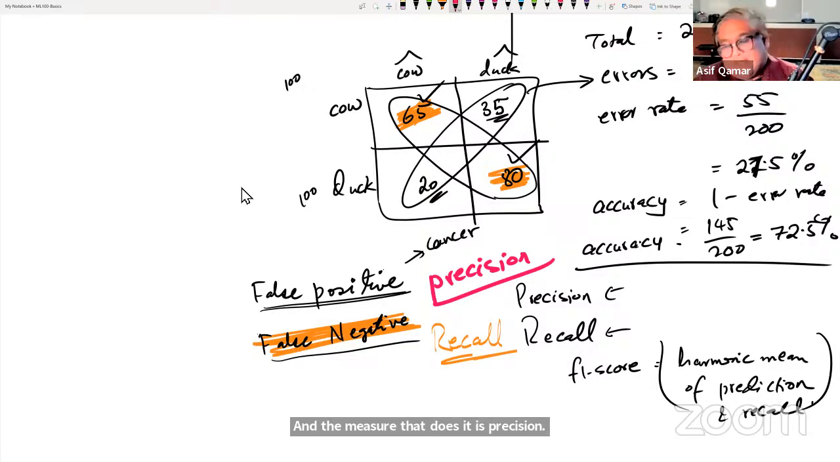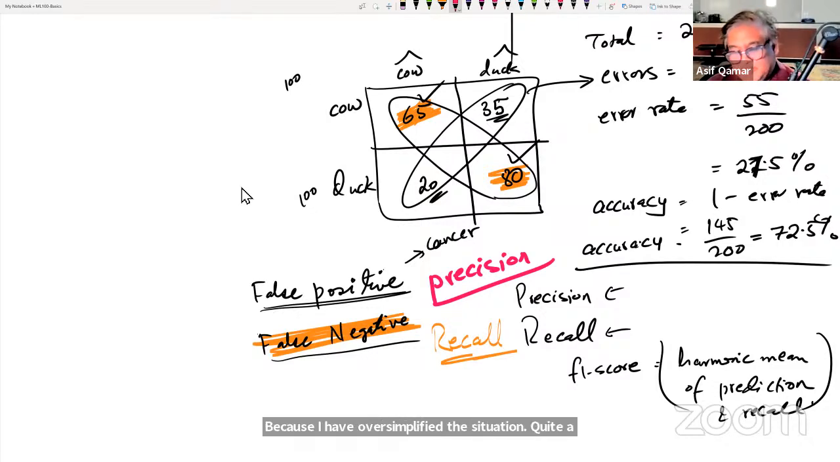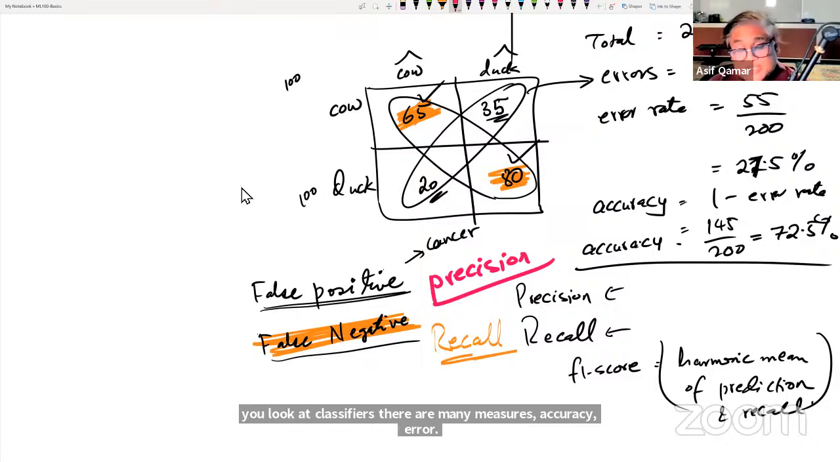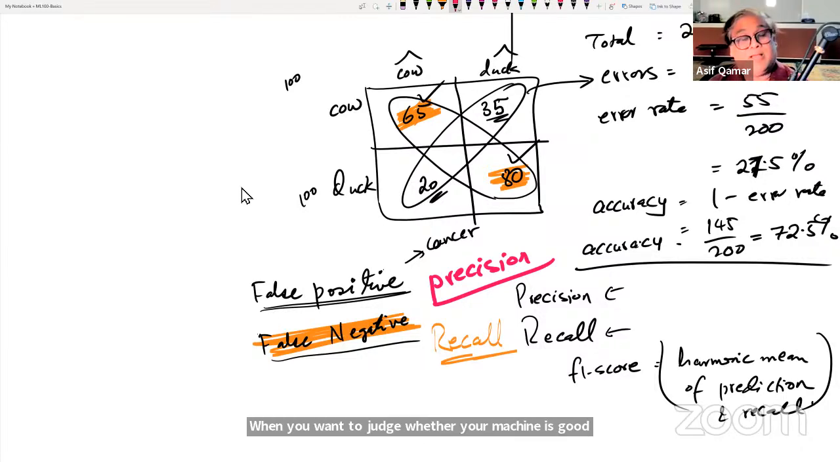And by the way, if you are into all of this, there are enough reasons to squabble with me, because I have oversimplified the situation quite a bit. But it's for the purpose of conveying the main message that when you look at classifiers, there are many measures: accuracy, error rate, precision, recall, and there are more. Which particular measure you look at when you want to judge whether your machine, your algorithm, your model is good, depends on the real world context. It is the context that determines whether your model is good enough or not. Are we together? Okay.